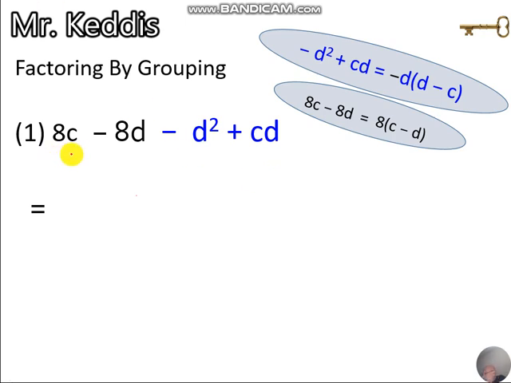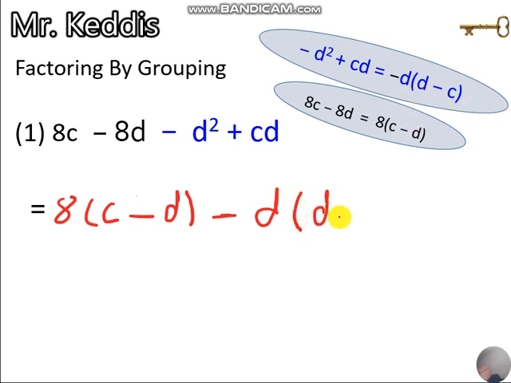To factor 8c minus 8d, I take 8 as a common factor: 8 times (c minus d). To factor negative d squared plus cd, I take negative d as a common factor: negative d times (d minus c). Here we have c minus d and this one is d minus c. To switch them, I have to multiply by negative 1.